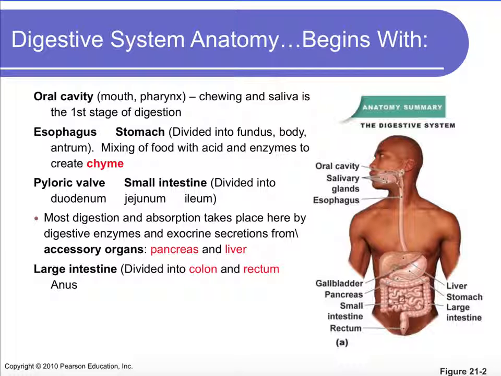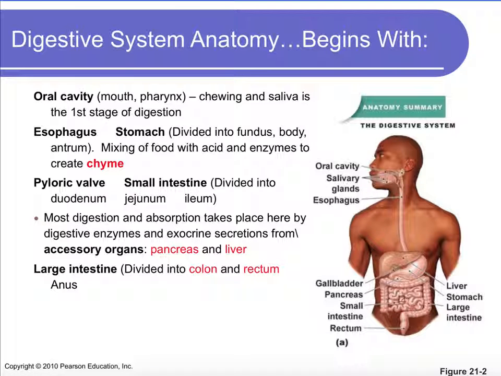So a little bit about anatomy, not too much because you already took an anatomy course, but we have our oral cavity made up of our mouth and our pharynx. This is where we chew. This is also where we release saliva, which contains salivary amylase, which is going to digest our carbohydrates. And so in our oral cavity, the first stage of digestion occurs. We have physical digestion, which is the chewing, and then we also have the enzymatic digestion through that salivary amylase enzyme, or chemical digestion, we can call it.